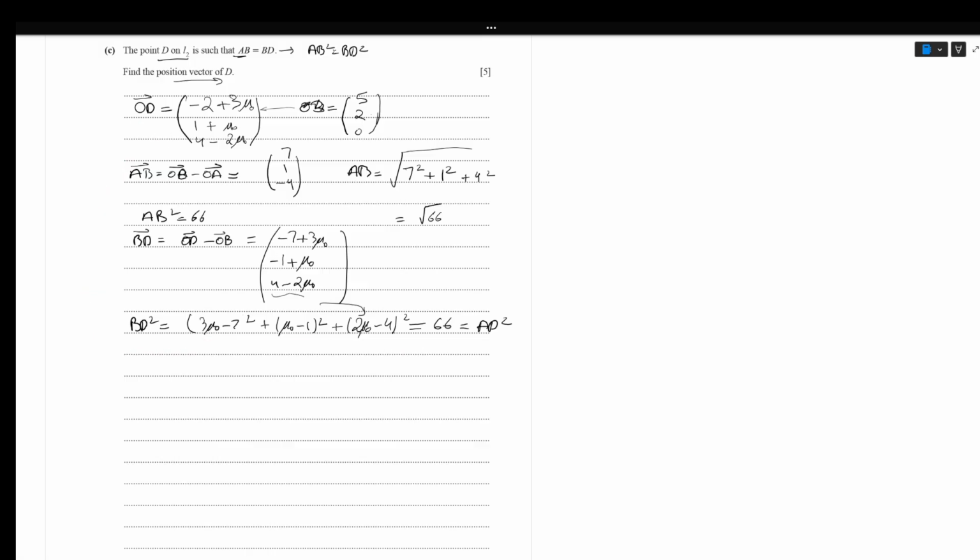लेट मी सॉल्व फॉर म्यू नॉट। सो दैट इज 9 म्यू नॉट स्क्वायर -42 म्यू नॉट plus 49 plus म्यू नॉट square -2 म्यू नॉट plus 1, plus 4 mu naught square minus 16 mu naught plus 16 minus 66 is equals to 0.